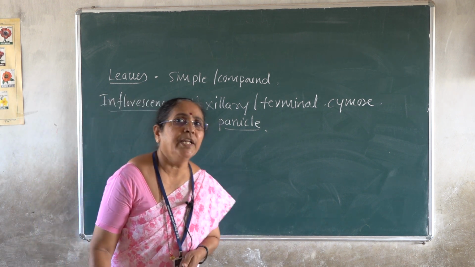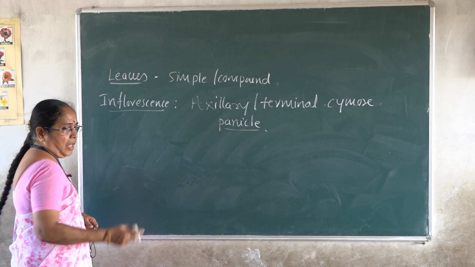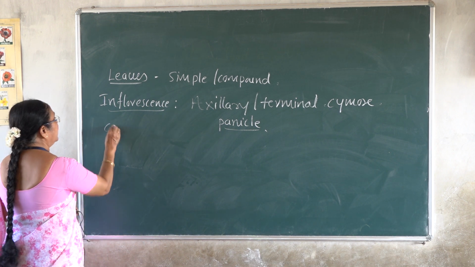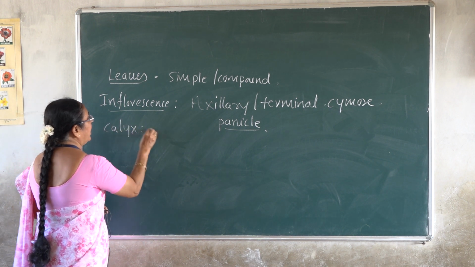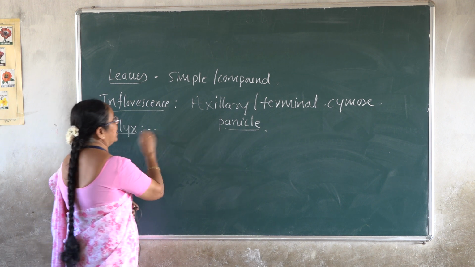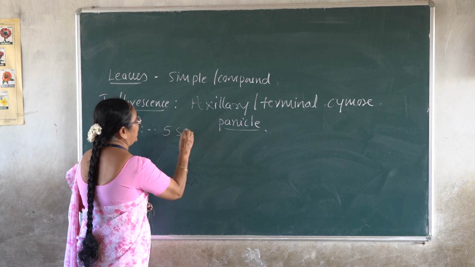Okay. So let us continue with the calyx of the flower, the outermost whorl of the flower, the calyx. The calyx is made up of 4 to 5 sepals. The sepals are generally 5 sepals.